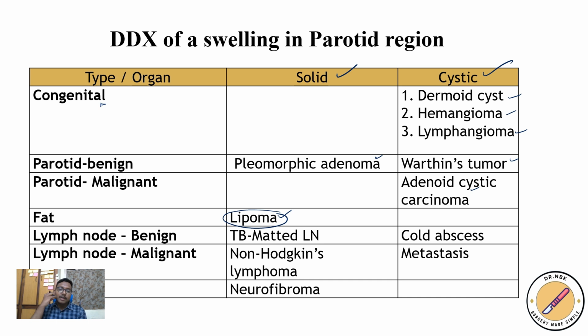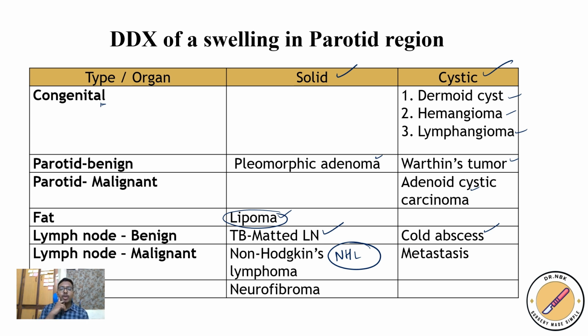Then, I told you there are abundant lymphatics and lymph nodes present here in the preauricular region. So one, it can be TB matted lymph nodes. When the stage is advanced, it can form a cold abscess. Then there can be a malignancy arising from the lymph nodes present here. Rarely you will get it, but it is possible. It is nothing but non-Hodgkin's lymphoma.